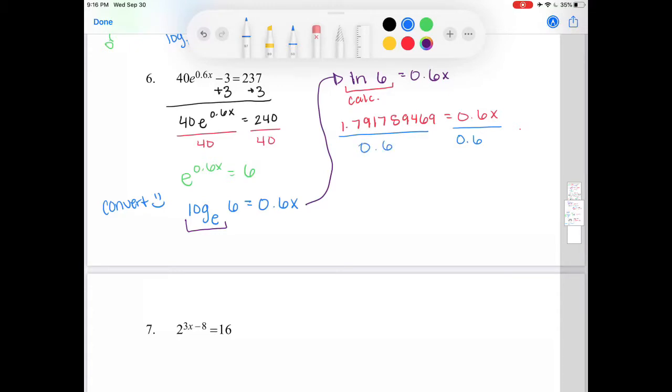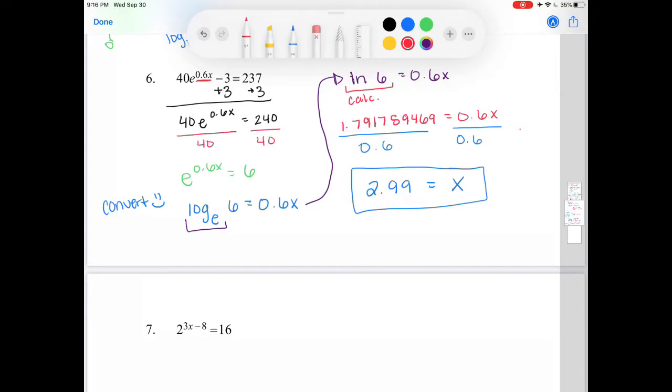From there, you want to get x all by itself, so we're going to divide by 0.6, divide by 0.6. Do that in the calculator. Round to the nearest hundredth this time because your x is now all by itself. And you should get 2.99.